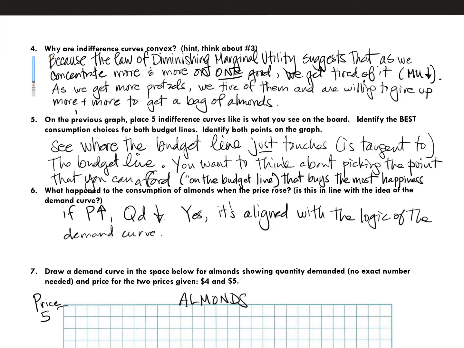Okay, so let's turn our attention to number 4. Why are indifference curves convex? Hint, think about number 3. Basically, you want to say something like, because the law of diminishing marginal utility means that if we concentrate and specialize in consuming more and more of one good, we're going to get tired of it. Its marginal utility drops. And as we get more pretzels, we get tired of them and are willing to give up more and more of those pretzels to get a single bag of almonds. We're like, my kingdom for a bag of almonds.